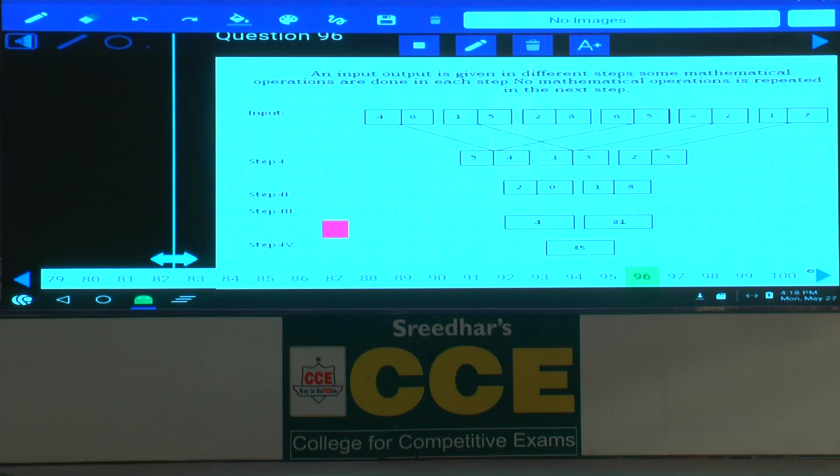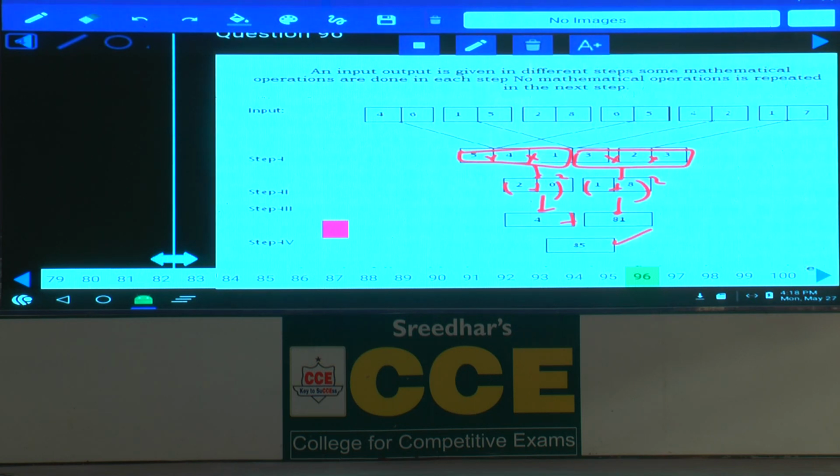Now this is from input to step 1, from step 1 to step 2. Now 5, 4. The product of these three numbers, 5 into 4 into 1, is how much? 20. And the product of the next three digits, 3 into 2 into 3, 9 into 2, 18. This is the next one. Clear? 20 and 18. Next one, 20. And how do you get this 20 here? 2 plus 0 is 2. And 2 square is 4. 1 plus 8 is 9. 9 square is 81. And finally 4 plus 81, this is 85. Done?